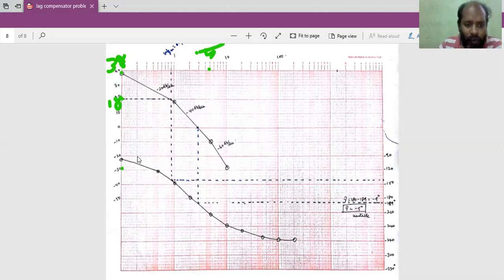Now you have to plot your phase plot from the table. You are getting a plot like this. Now, finding out the frequency domain specifications. And what are the frequency domain specifications?